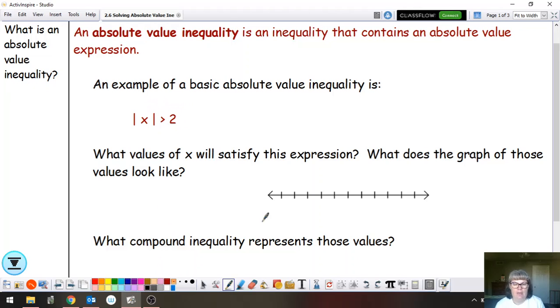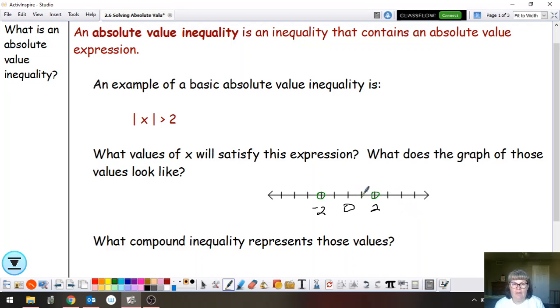So if I think about my number line, we know that 2 and negative 2 have a distance of 2, but we're not going to include those numbers. I'm going to go ahead and place circles on those numbers because I know I'm not going to include them, but I'll get really close to those numbers. Now, let's just plot some points on some numbers that will work.